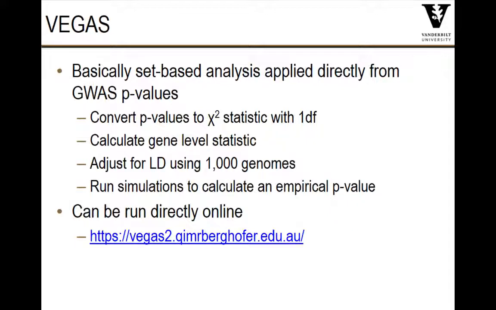For SKAT, you need individual-level genotype data. For VEGAS, you don't. You can start with p-values that are much more readily available as a secondary data consumer. It's a lot easier to do this. And there are an increasing number of programs that will take summary statistics as input rather than the tons of genotype data. I'll talk about another one in just a second.